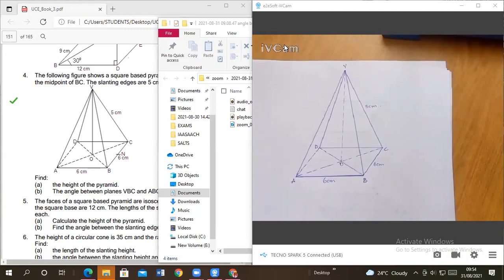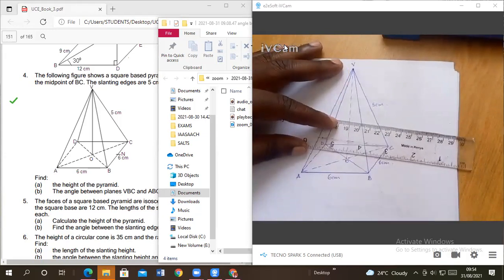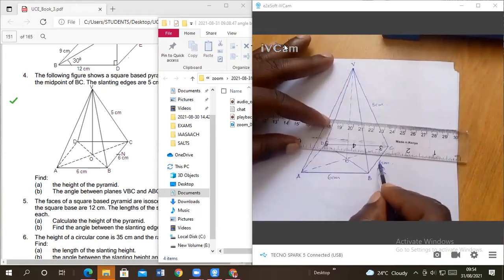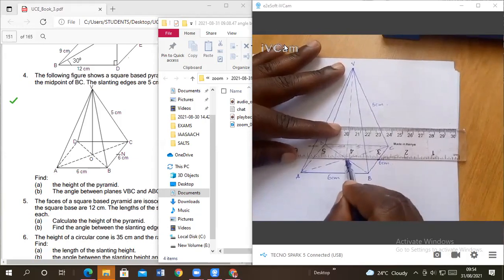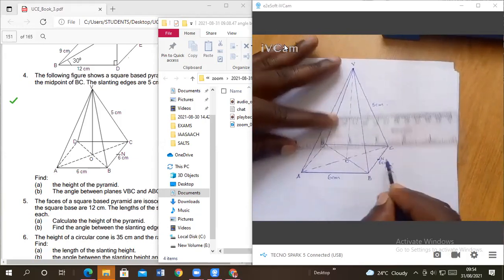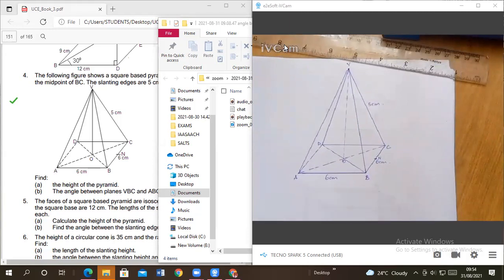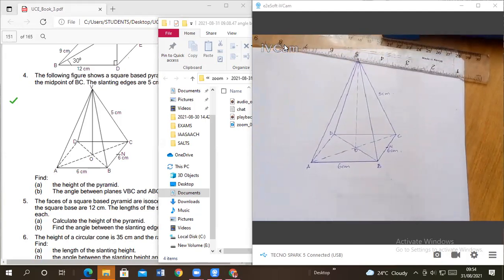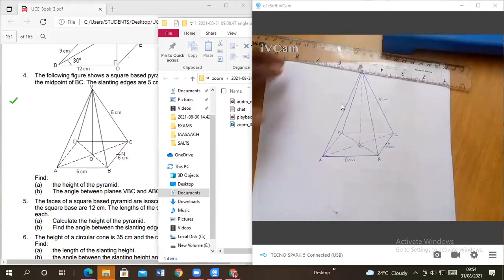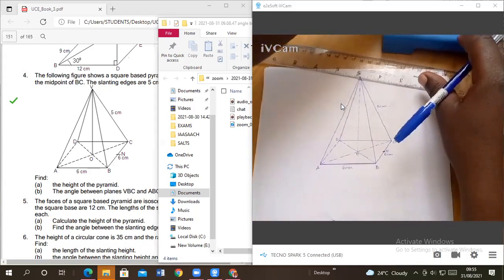They have told you that N is the midpoint of BC. So somewhere here in the middle, I have my point N. I put N there. That's where point N is. So the first thing they are telling you, part A: find the height of that pyramid. What's the height of that pyramid? That's the question they're asking.